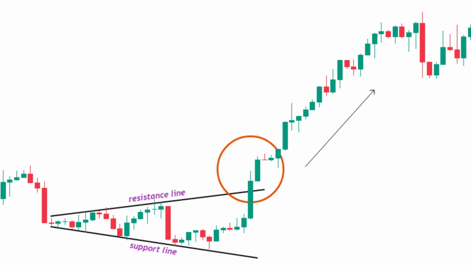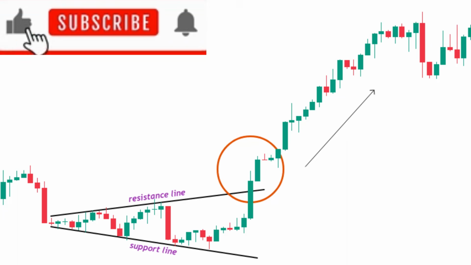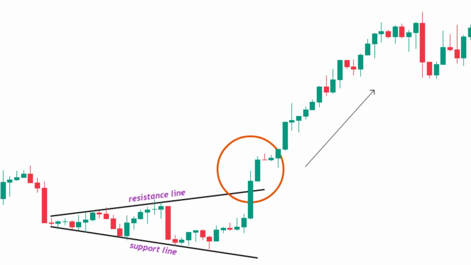Then price breaks above the upper resistance line. This breakout happens with strong momentum and without hesitation. There is no pullback after the break. Price does not come back to test the old resistance level. Instead, price continues moving higher and turns into a fast rally.